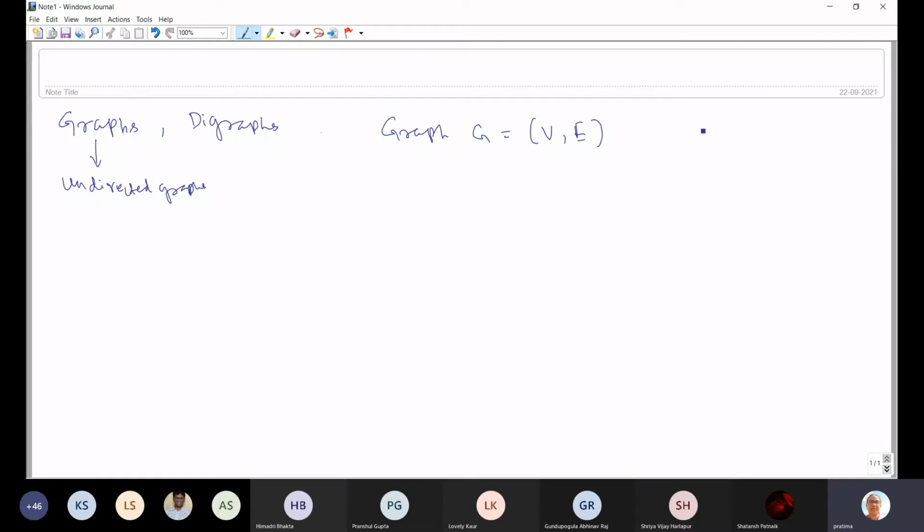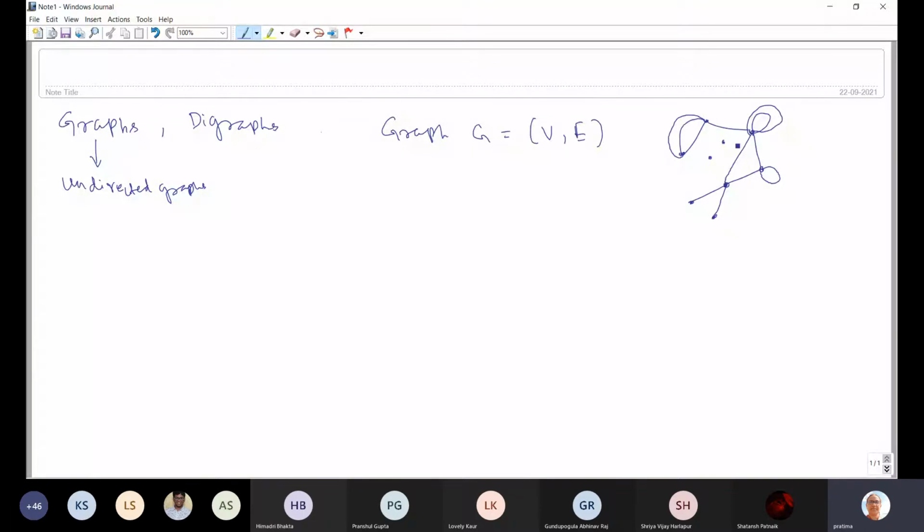Let me quickly give one example of a graph so that you will be able to understand easily. You might have this type of self loop, and there may be some isolated vertices, and this type of edge may also be there. So this is an example of a graph, an undirected graph. Here a graph means an undirected graph only.